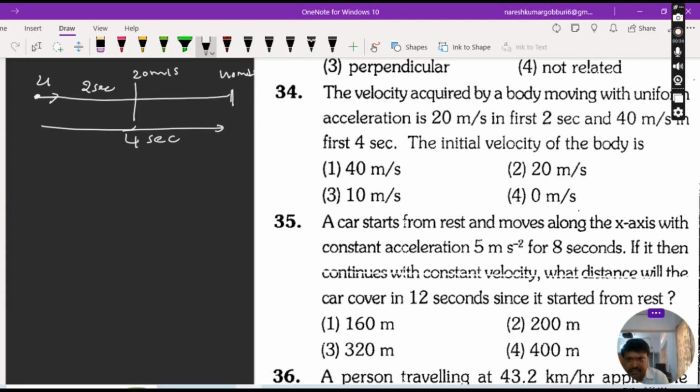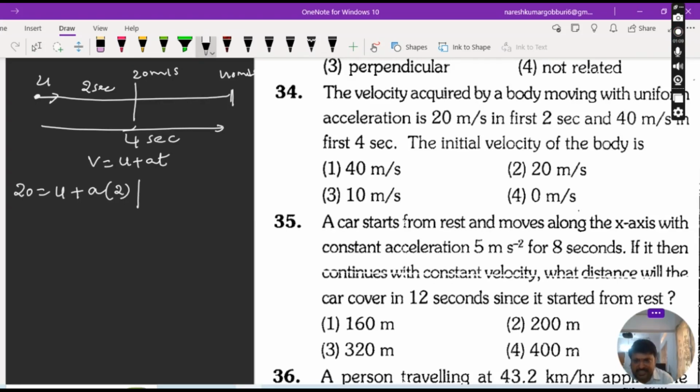In this situation you can use the first equation of motion, that is v equal to u plus at. Here v means final velocity, u means initial velocity, a is the acceleration and t is the time taken. After 2 seconds the final velocity is 20 meter per second, and the initial velocity is u plus acceleration a, because the equations of motion are valid when the body moves with uniform acceleration, and t is 2 seconds. So this is 20 equal to u plus 2a.